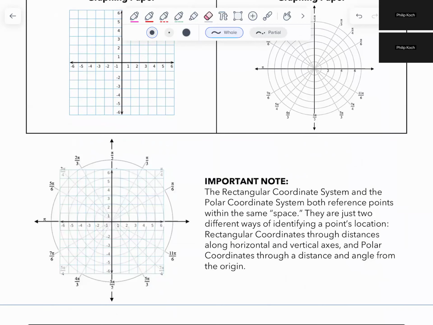Okay. So they're just two different ways to identify the same points, and they're very closely connected. The point is that there are certain things in mathematics that are impossible or near impossible to do in a rectangular coordinate system, but they become very quick and easy in a polar coordinate system.